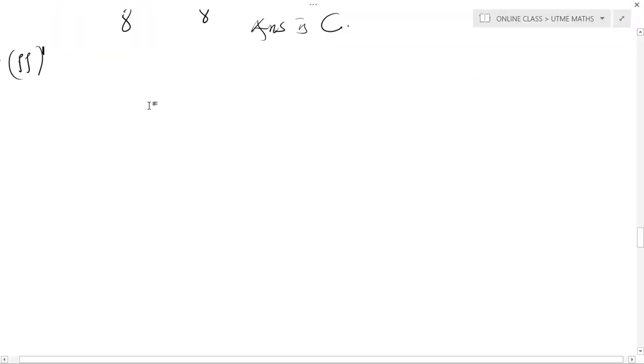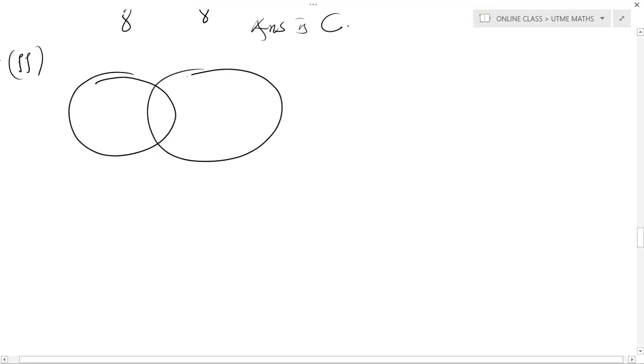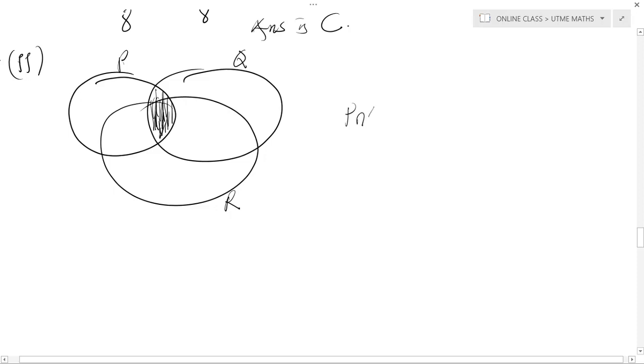Now, from the diagram, we have a circle here, another circle here, then we have the third circle. Here is P, here is Q, and here is R. If you look closely, this place was shaded. This place that I shade like this, you see that it contains the circle of P and Q. So we can call that one P intersection Q.